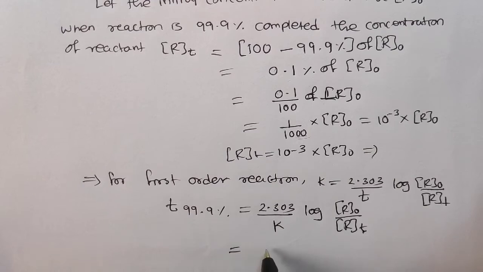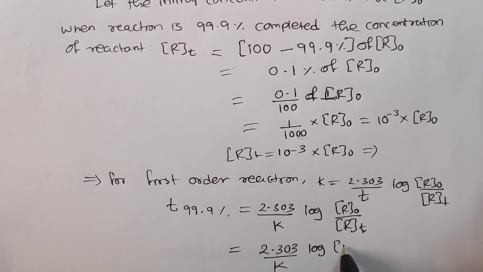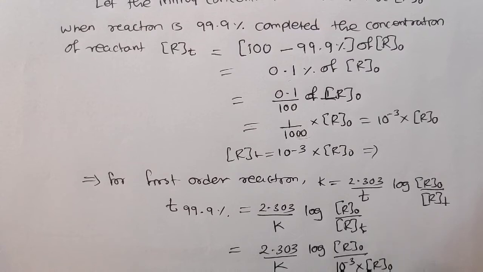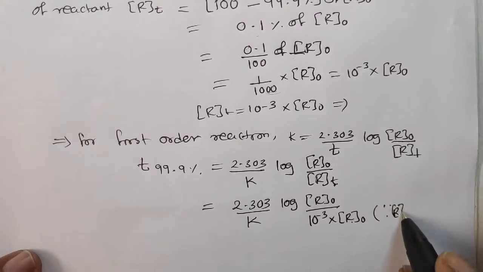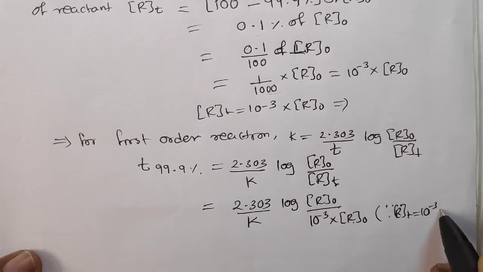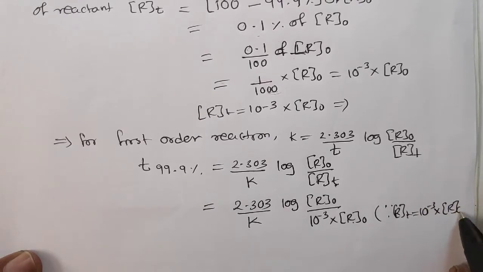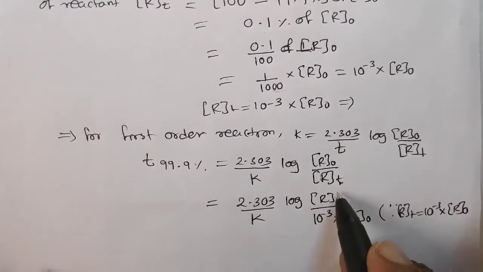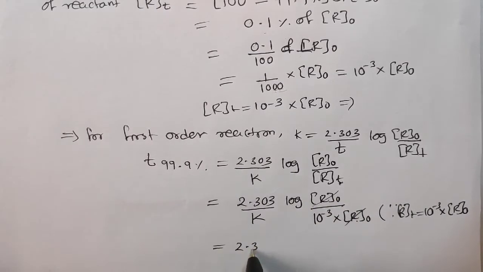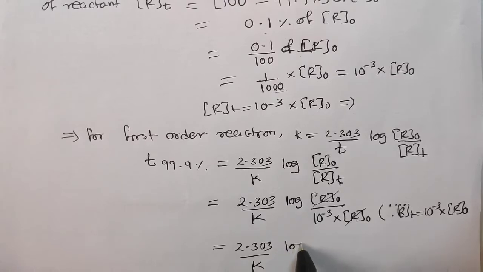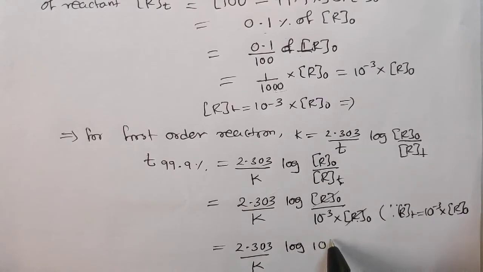So t is equal to 2.303 by k log, I can write here R0 upon 10 raised to minus 3 into R0. For Rt I have written this, because Rt is equal to 10 raised to minus 3 of R0. Okay, so now here R0 will get cancelled. This 10 raised to minus 3 will go up. It is 2.303 by k log 10 raised to 3.